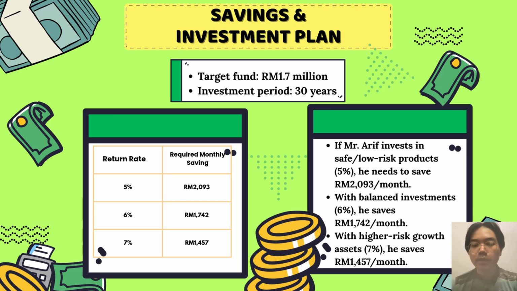However, higher return usually comes with higher risk. Therefore, Mr. Arif should adopt a balanced investment strategy, combining safe instruments like EPF with moderate to high return products such as PRS, unit trust, or ASB. This way, he can comfortably reach his retirement fund target while managing investment risk.